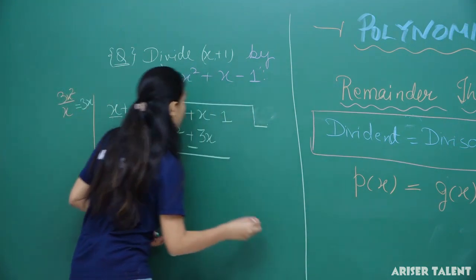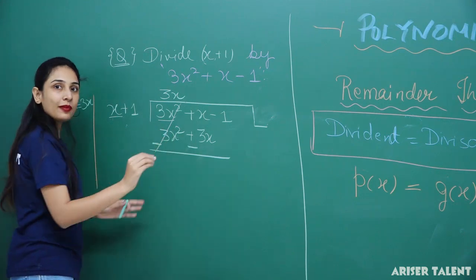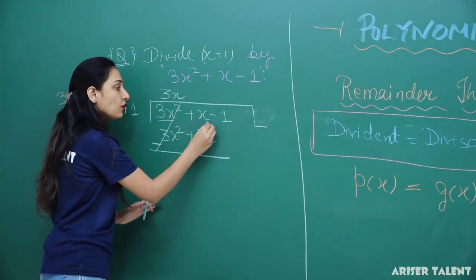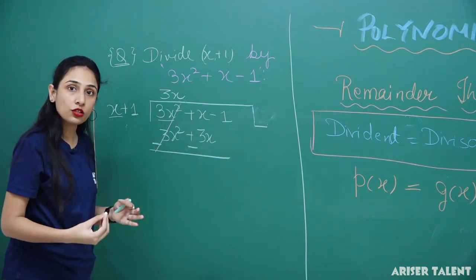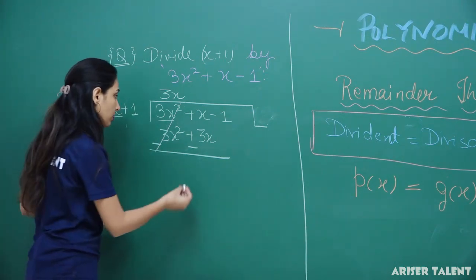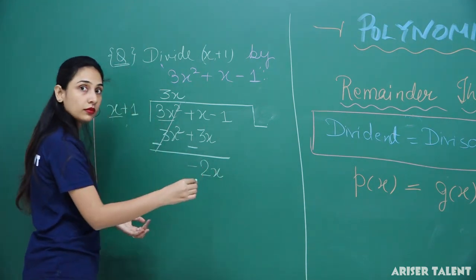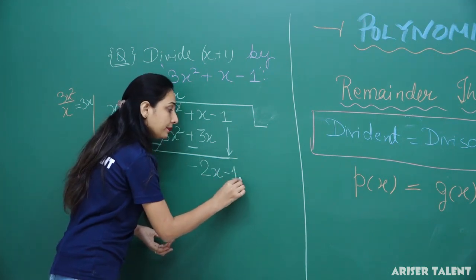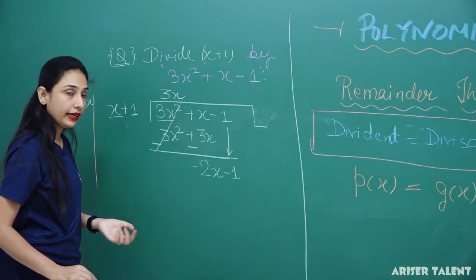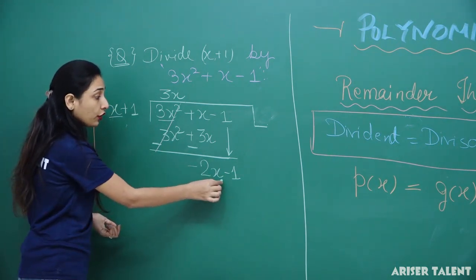Now this will cut, 3x square minus 3x square will become 0. Now this is plus of x and this is minus of 3x. Minus 3x plus x is what? Minus of 2x. Simply minus of 2x. Right. Now this minus 1 here, okay, it's remaining.